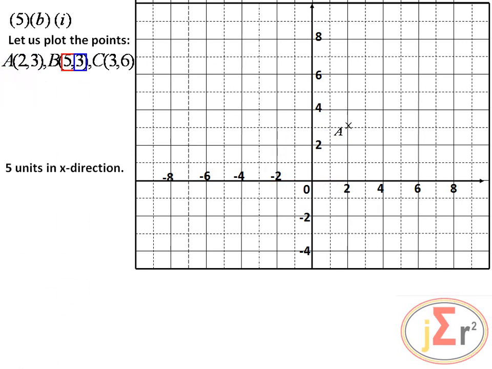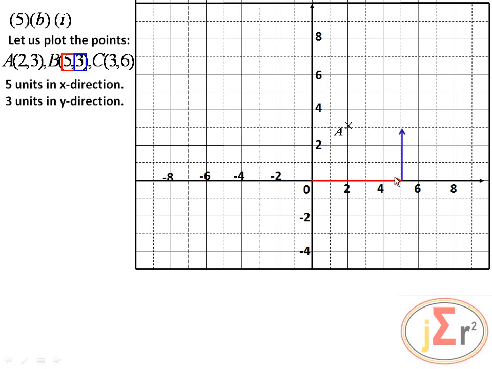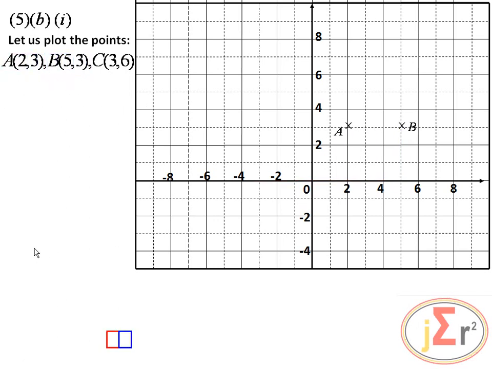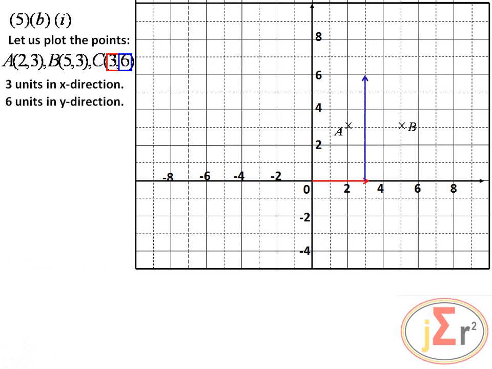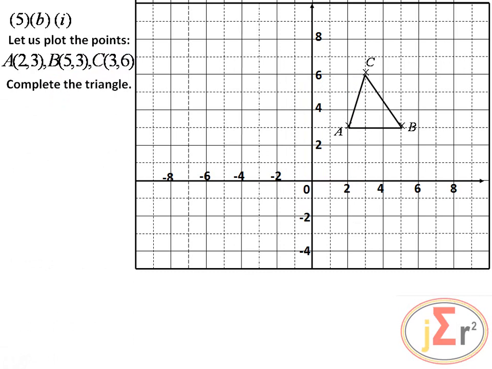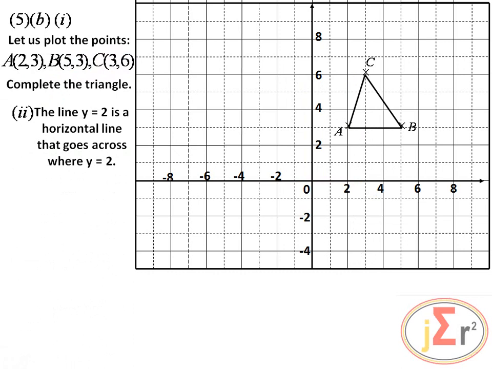Then for B, 5 units in the y direction, followed by 3 units in the x direction. C, 3 units in the x direction, followed by 6 units in the y direction. Complete the triangle. That's all there is to it. Then we need to reflect that triangle in the line y is equal to 2. In order to do that, we need to first draw the line y is equal to 2. It is a horizontal line that goes across where y is equal to 2, like so.